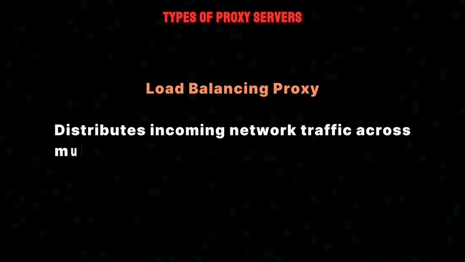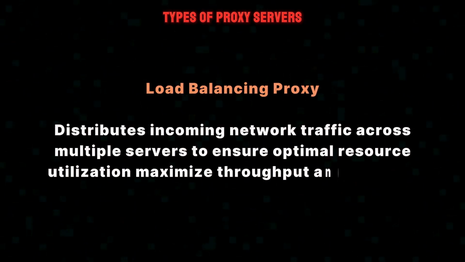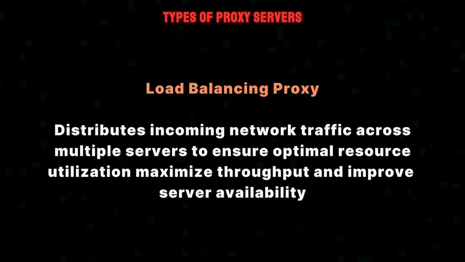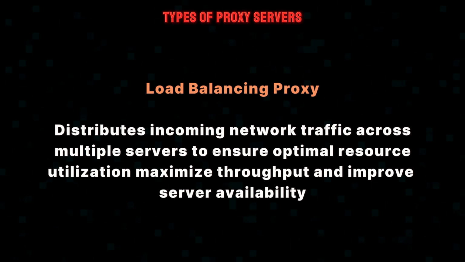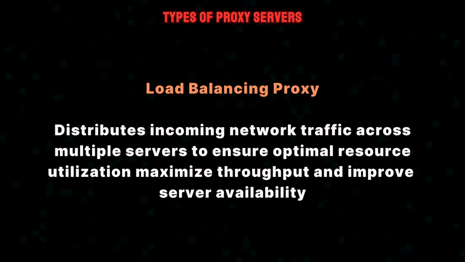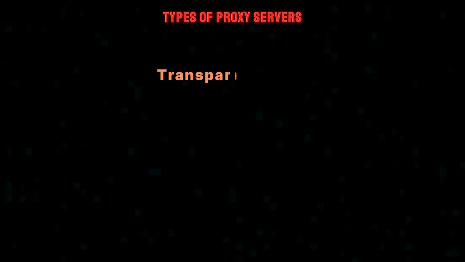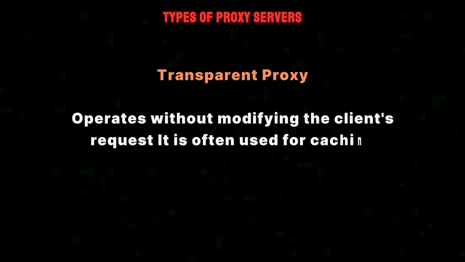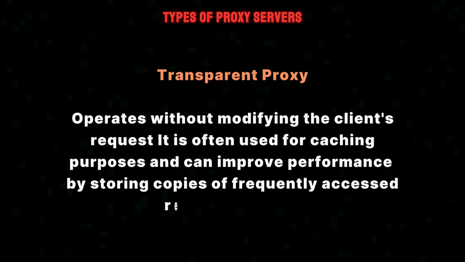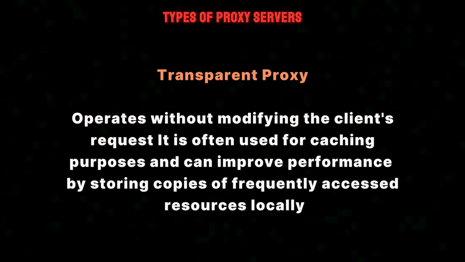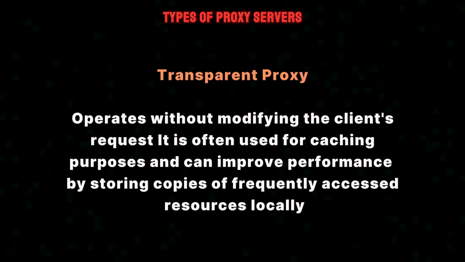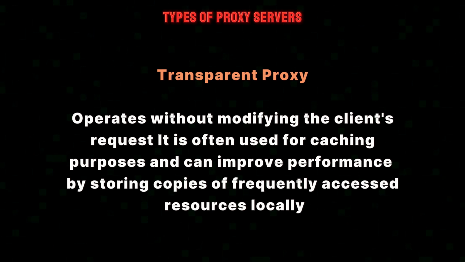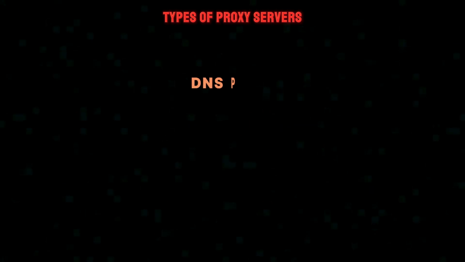Load balancing proxy. Distributes incoming network traffic across multiple servers to ensure optimal resource utilization, maximize throughput, and improve server availability. Transparent proxy. Operates without modifying the client's request. It is often used for caching purposes and can improve performance by storing copies of frequently accessed resources locally.